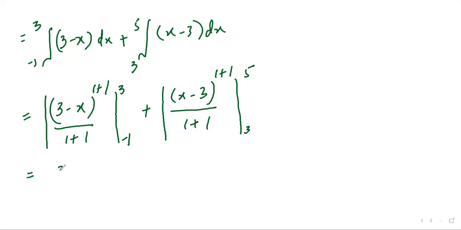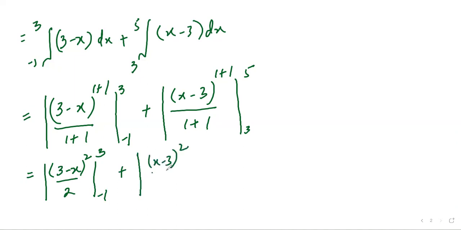So the function becomes 3 minus x squared divided by 2, and the upper limit is 3 and lower limit is minus 1, plus. Now similarly, x minus 3 squared divided by 2, and the limits are 5 and 3. So next step is by putting in the limits.